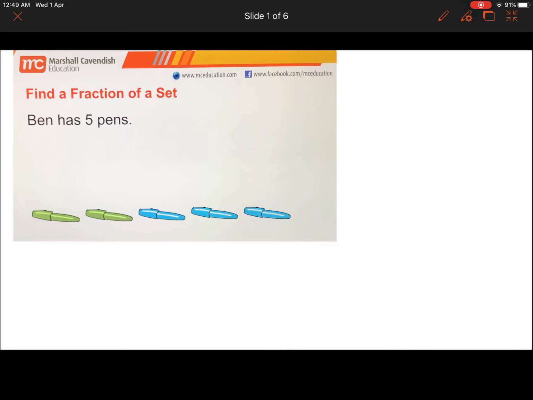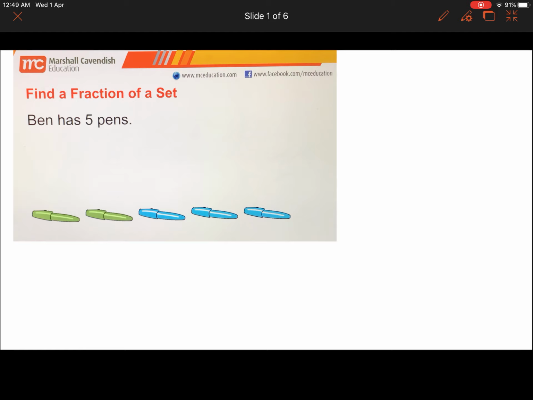Now, we're going to move on to the next concept in fractions, and this focuses on fraction of a set. Let's look at this first example here. Ben has 5 pens. We can see in the diagram below that there are a total of 5 pens drawn in the picture.